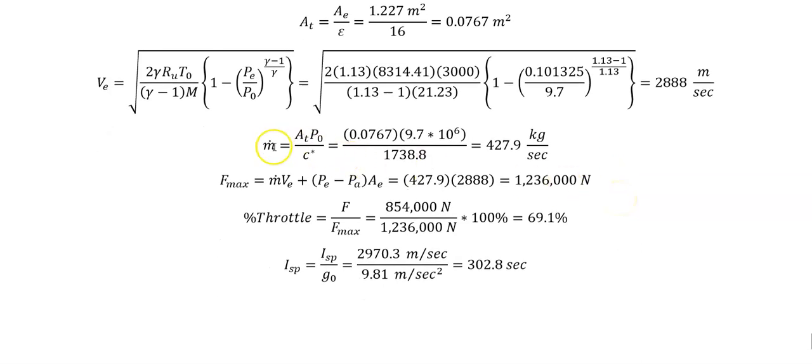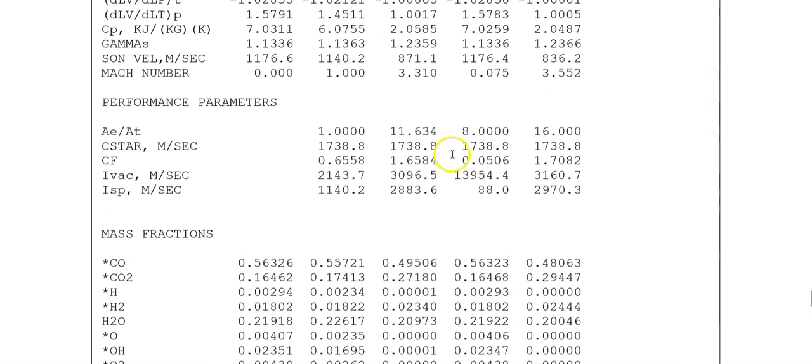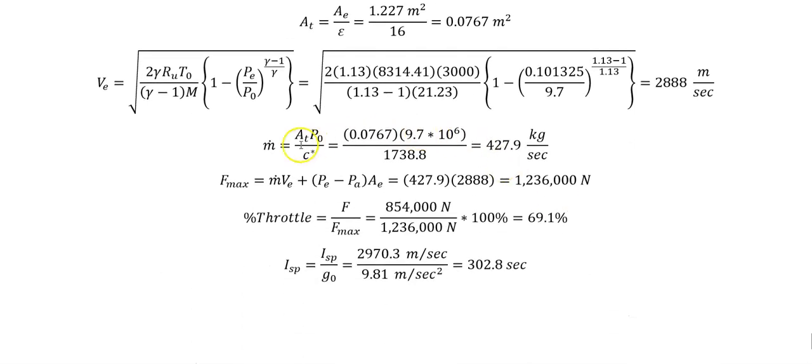Okay, then we're going to find the mass flow rate. The mass flow rate is the area of the throat times the chamber pressure divided by C star. Now C star we're going to get from CEA. So based on our thermochemistry, our characteristic velocity should be 1738.8 meters per second. So we will plug that in, and that will give us a flow rate of approximately 427.9 kilograms per second.